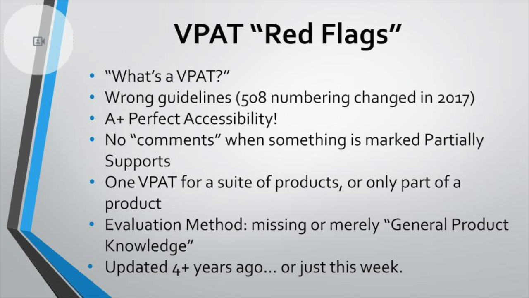If they use numbering in the report that, even though they did the report in the last 9 months, was made obsolete 7-plus years ago, you know that there's not going to be anything useful. If they give themselves perfect accessibility, then that's probably too good to be true.